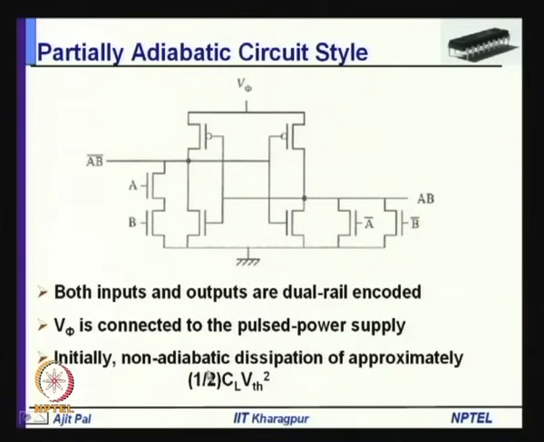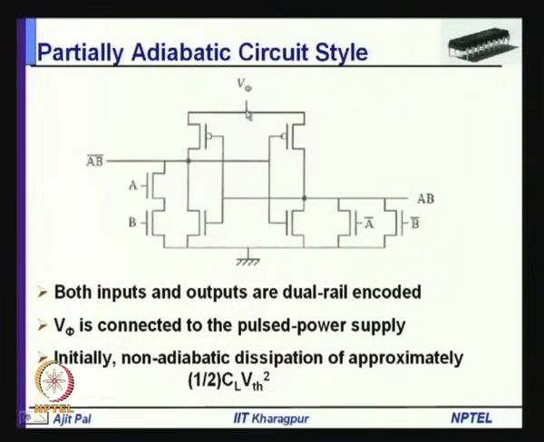and initially there is a non adiabatic dissipation of approximately half CL VTH square. What is the reason for that? You will see that depending on the inputs A and B, one of the outputs will be 0. When this input is 0, then this voltage will be 0. 0 means this transistor will be on, provided the voltage here is greater than this by a voltage of VTH. Otherwise, this transistor will not turn on. So, this voltage has to be minus VTH with respect to this.